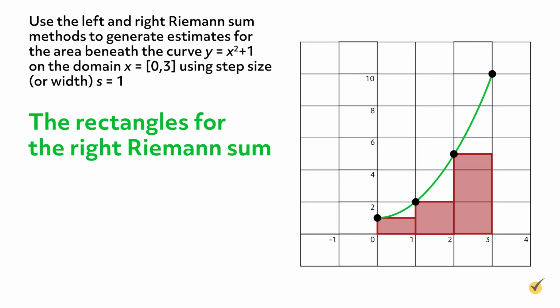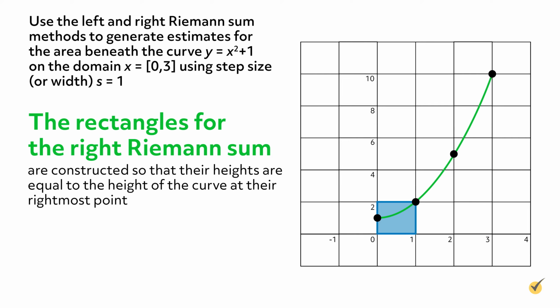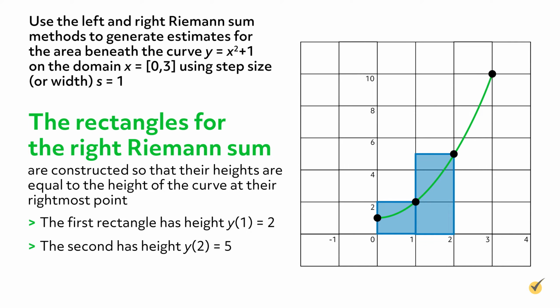Alternatively, the rectangles for the right Riemann sum are constructed so that their heights are equal to the height of the curve at their rightmost point. So then the first rectangle has a height of y of 1, which equals 2. The second has a height of y of 2, which equals 5. And the third has a height of y of 3, which equals 10. These rectangles look like this.